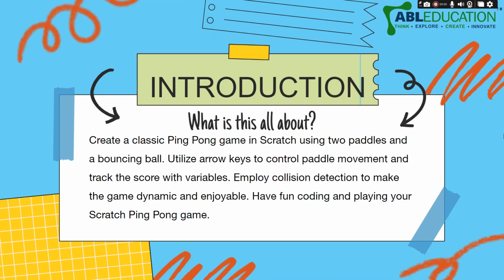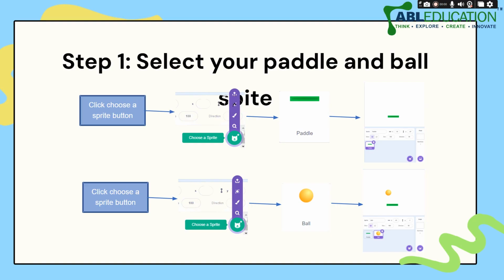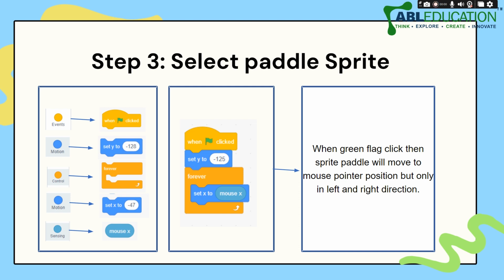We are going to use a paddle and a ball, and the ball will bounce on the paddle, and your paddle will move along the x-axis, that is the x direction. So we will be making this game, and we will choose a ball sprite and a paddle sprite. Then we will take a cool background, that is a neon tunnel. Then we will select the paddle and set y to minus 125, that is below the bottom of the screen, because it should be below the ball.